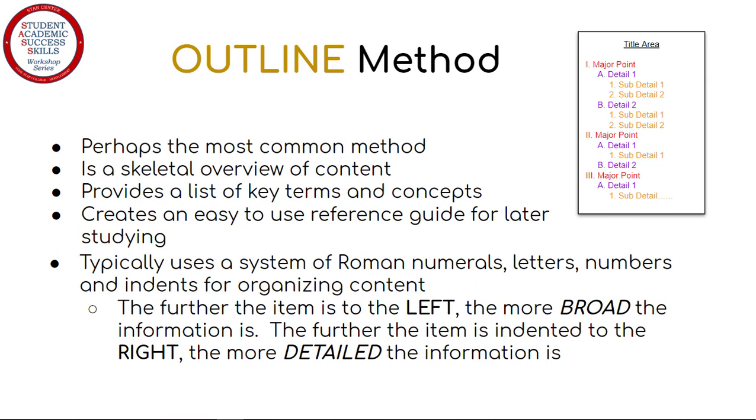As you can see from the example in the top right-hand corner of your screen, typically the outline method uses a system of Roman numerals, letters, numbers, and indents for organizing content. The further the item is to the left, the more broad the information is. The further the item is to the right, the more detailed the information is. If you're following along with the printed out PDF handout, you'll notice that page 1 of your handout is actually the same as the logo you're looking at in the top right-hand corner of your screen right now.